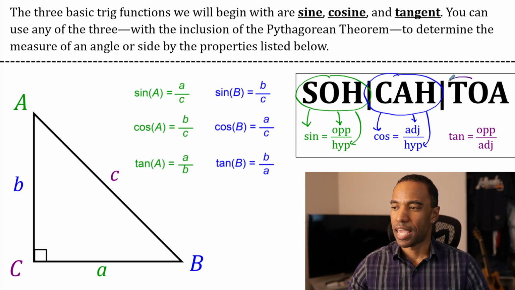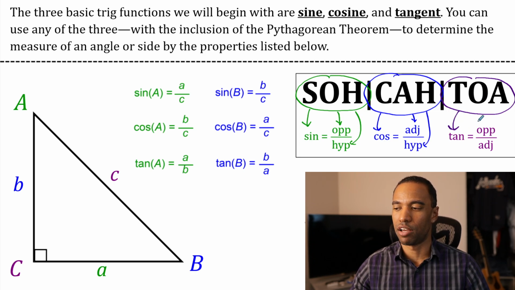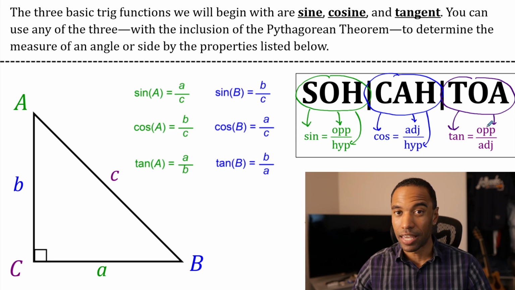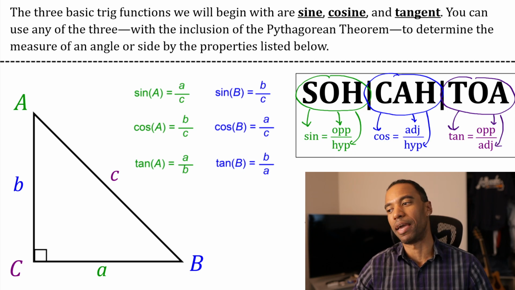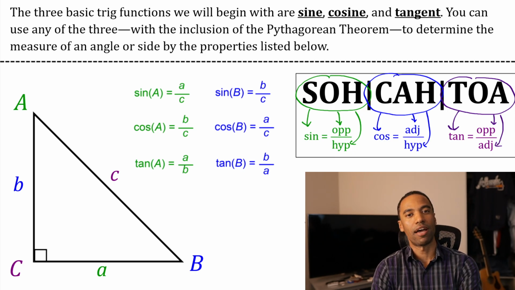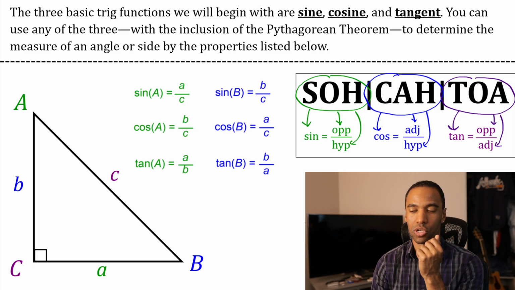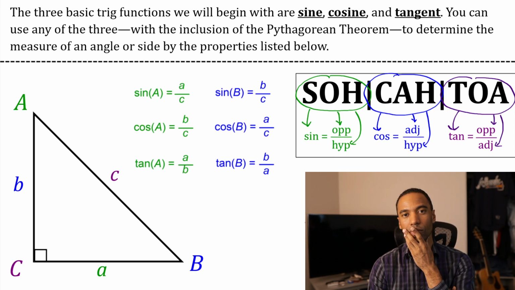And when you take the tangent, TOA, when you take the tangent of any such angle, that will be equivalent to the ratio of the leg length opposite that angle divided by the leg adjacent to that same angle. So instead of hypotenuse, use opposite over adjacent. SOHCAHTOA. Remember SOHCAHTOA.